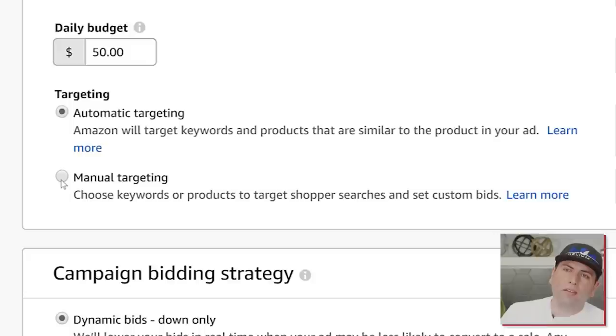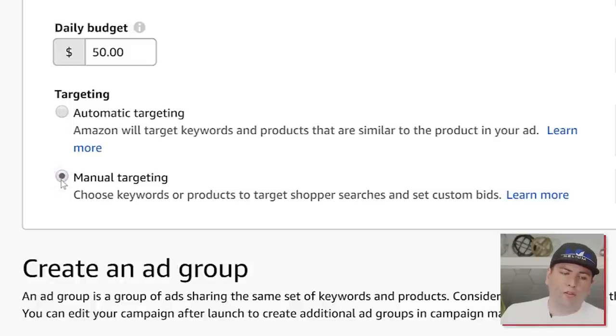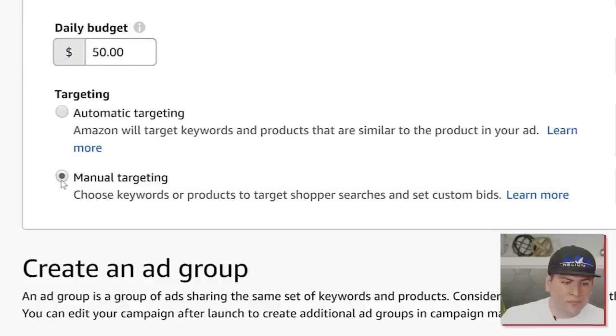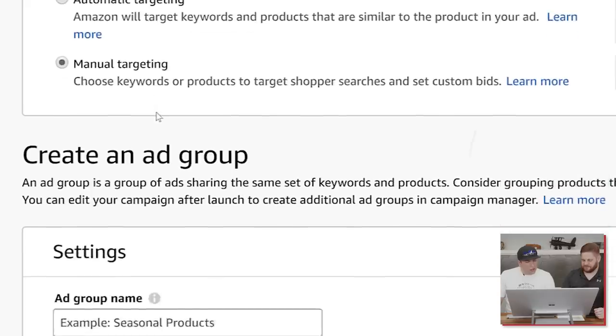Keep in mind too, on that daily budget, if you're going to put something higher or if you can't afford $50, while there's a 95% chance that's not going to be used up, something could happen, like somebody could share your product on Etsy or Pinterest and it goes viral, right? So if you're putting a number in there that you don't think you can afford, if it goes on 3, 4, 5 days, make sure you're checking this daily to see what's going on. So manual targeting, all right.